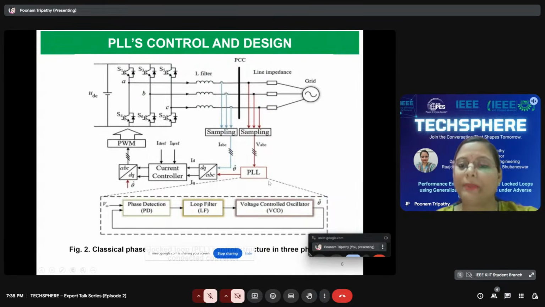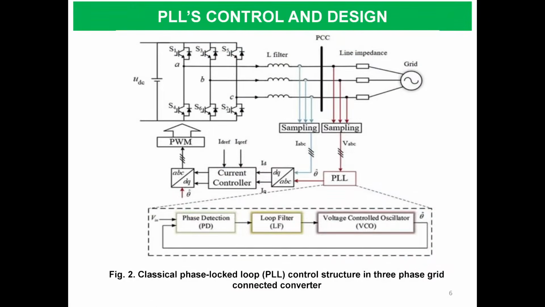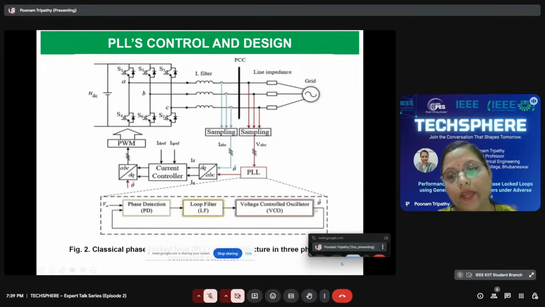Now, the PLL is basically a closed-loop nonlinear feedback control system which is used to synchronize its output signal with its input signal in terms of phase angle. It basically has three components: the phase detector (PD), the loop filter (LF), and the voltage control oscillator (VCO). The phase detector is nothing but a comparator which compares the input, that is the actual grid's phase angle, with the output, that is the estimated phase angle determined by the PLL, in order to generate an error.